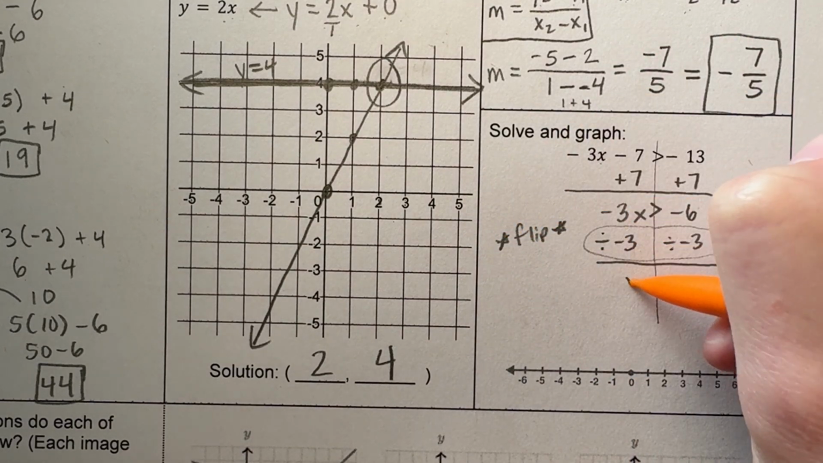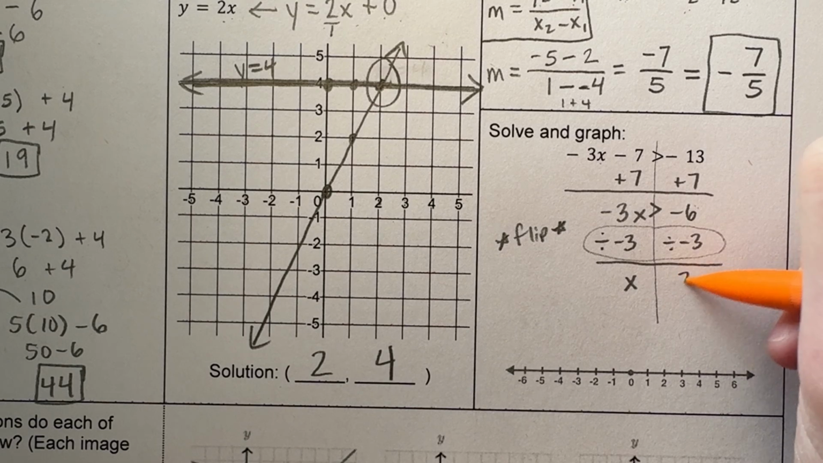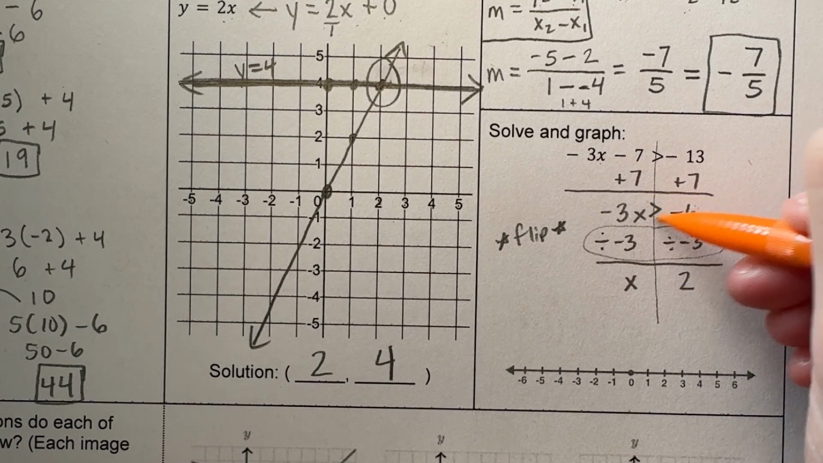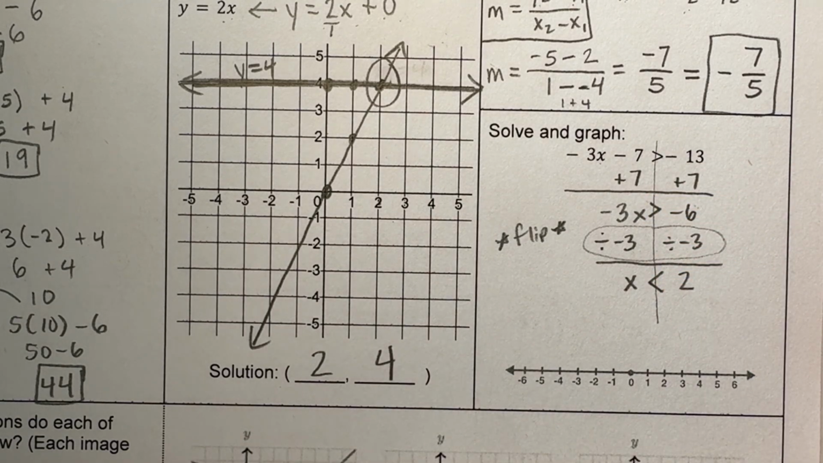Okay, so this is x. Negative divided by negative is positive. This sign, it was open to the left before. Now it's going to be open to the right. Okay, in terms of graphing.